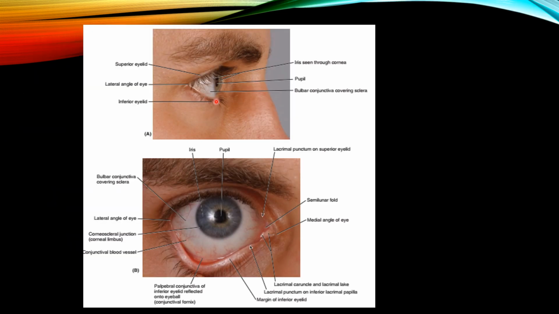Here you can see this is the bulbar conjunctiva covering the sclera. This is the lateral angle of the eye. This is the superior eyelid. This is the inferior eyelid. And if you invert the eyelid, you can see the palpebral conjunctiva. It is examined for the anemia and the conjunctivitis.